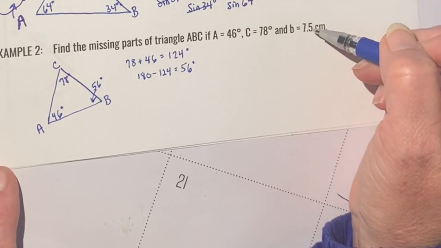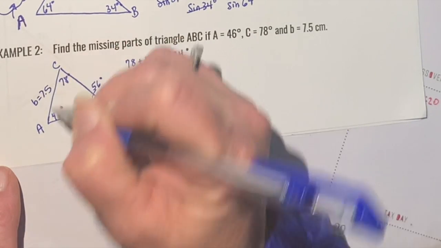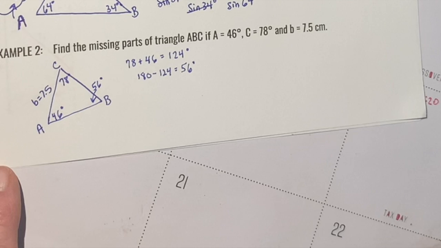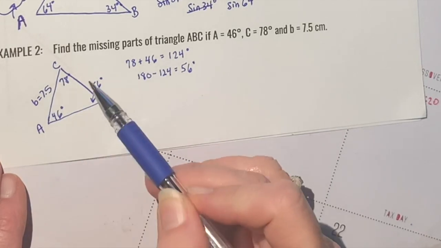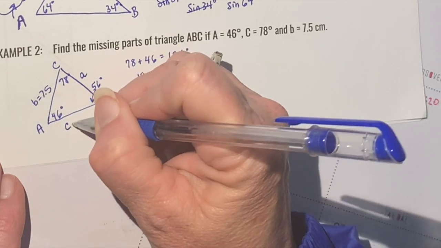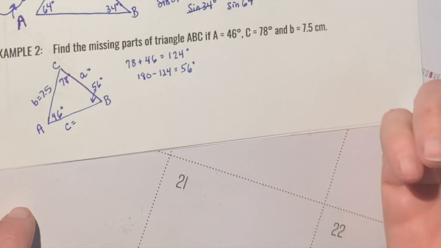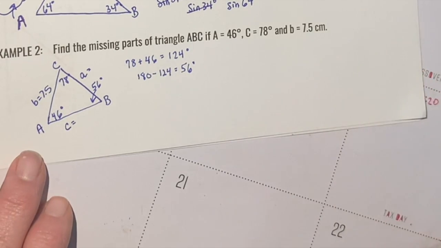Now the side I know is B. B is 7.5. And it says find the missing parts of triangle A. So basically it's saying solve the triangle. Well, I know everything. I know all three angles. I know one side. So it really just leaves me these two sides to find. So I need to find side A. I need to find side C. So we have kind of two jobs here to solve the triangle. And so I could start with either one of them. I'll just start with A.